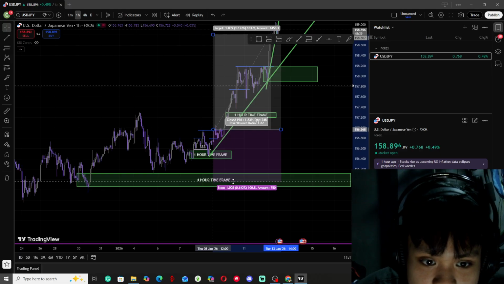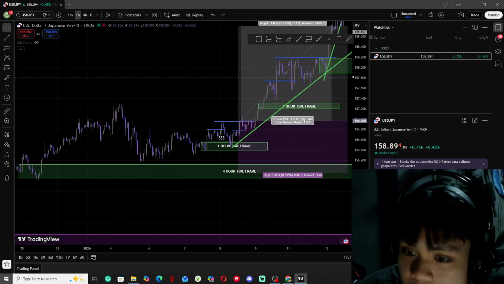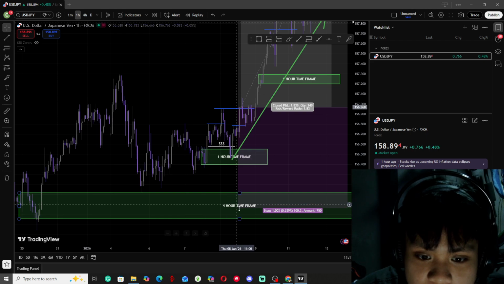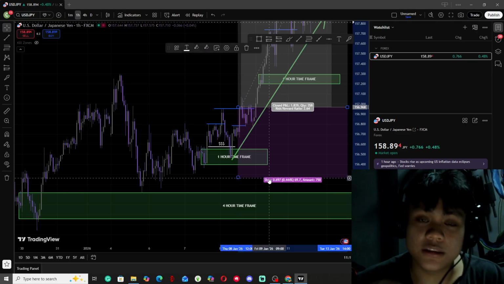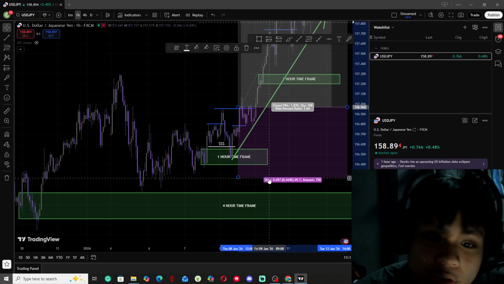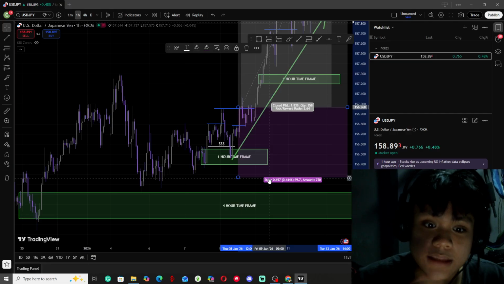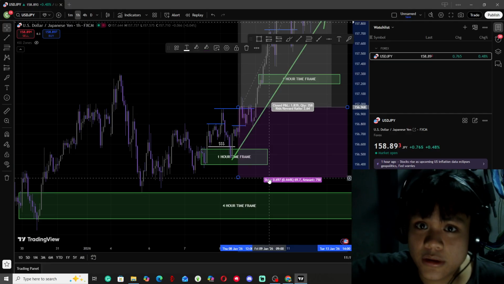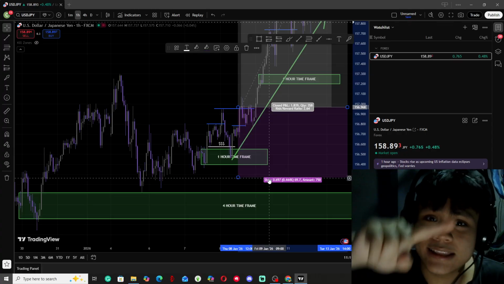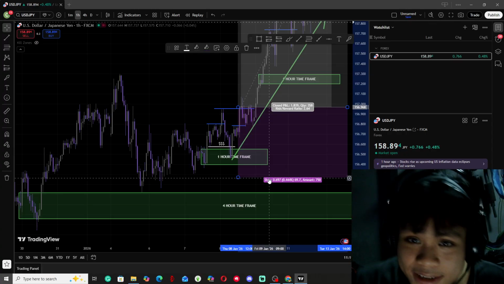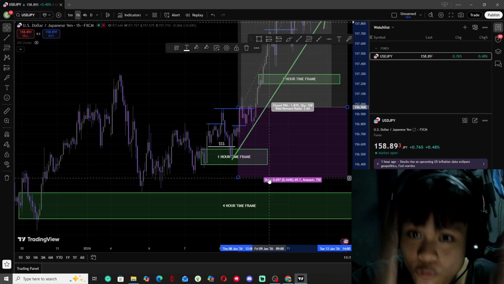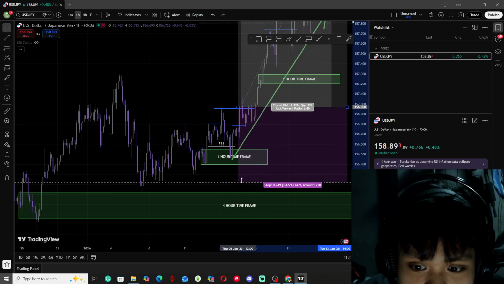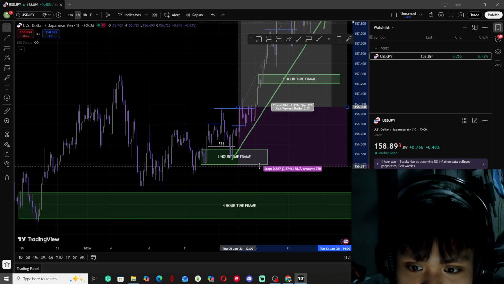So 100 pips. But since this demand zone is here already, I could make it even smaller. I could make it a little bit tighter, but not too tight. I don't make my stop loss too tight. I let it have room to move. Because some people make their stop loss so tight that the candles don't have much room and they get liquidated, then it will start going up. So this is why I always give my stop loss room.